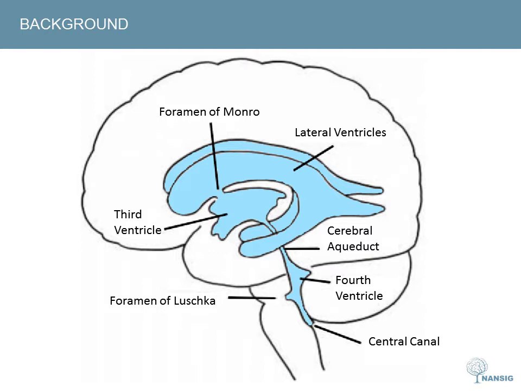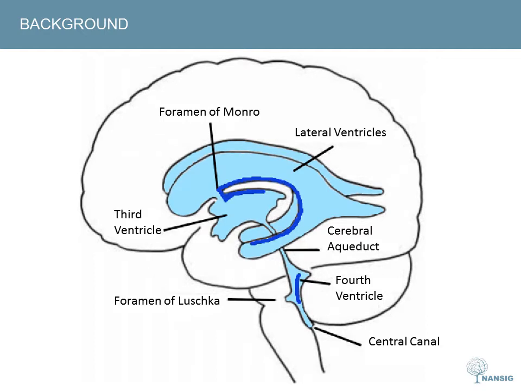Hydrocephalus occurs following disturbances in the flow of cerebrospinal fluid. In a normal ventricular system, CSF flows from the lateral ventricles through the foramen of Monro to the third ventricle, where it flows down the cerebral aqueduct into the fourth ventricle and then on into the central canal of the spinal cord.